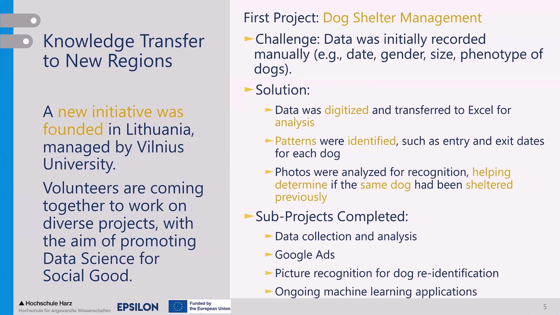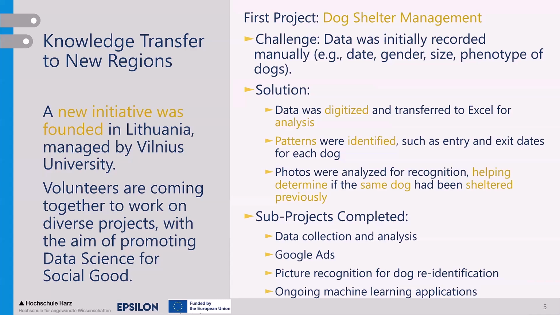The challenge of this partner was that the data on dogs was initially recorded manually. If they found a dog in the street or if a dog was brought to the shelter, they had paper sheets, and there they would record the date, gender, size, and the type of the dog. As an initial solution, the new initiative was able to digitalize this process and transfer the paper-based information via computer vision techniques to Excel. They were scanning the handwritten documents and were able to derive the relevant information and store it in Excel sheets in a structured way so that it could be analyzed.